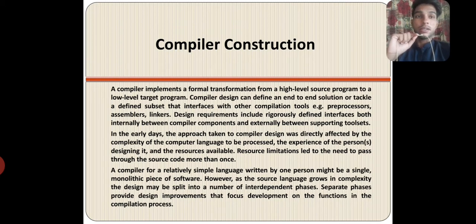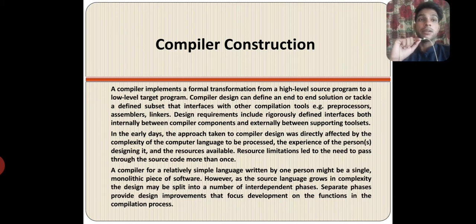In the early days, the approach taken to compiler design was directly affected by the complexity of the computer language to be processed, the experience of the persons designing it, and the resources available. Resource limitations led to the need to pass through the source code more than once. A compiler for a relatively simple language written by one person might be a single monolithic piece of software. However, as the source language grows in complexity, the design may be split into a number of interdependent phases. Separate phases provide design improvements that focus development on the function in the compilation process. This is the introduction to compiler construction.